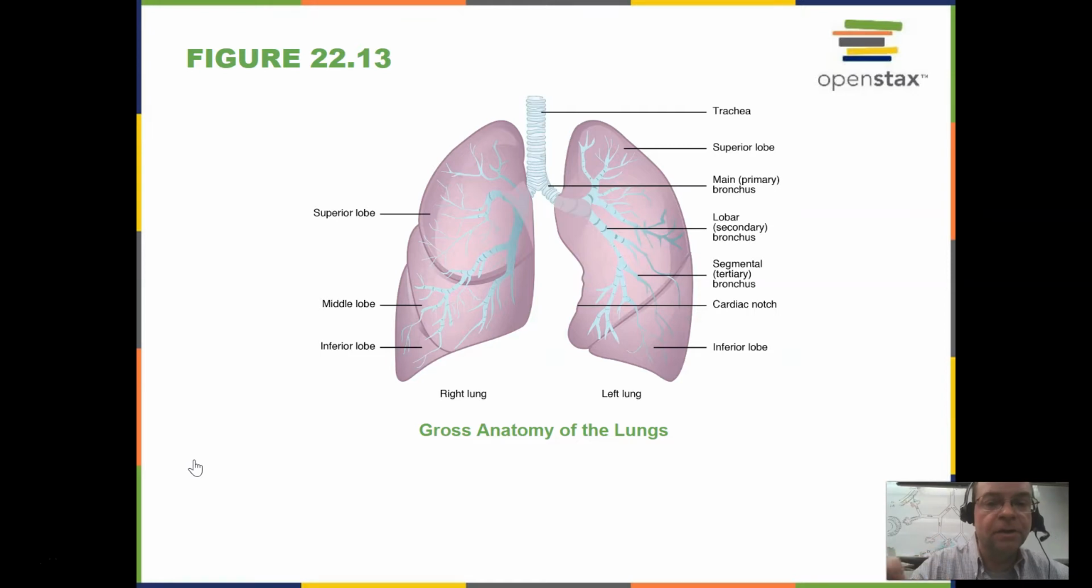The lungs are divided up into lobes. There are 3 lobes for the right lung and 2 for the left lung. There's a superior, a middle, and an inferior lobe for the right lung. For the left lung, there is a superior and inferior lobe. There is a spot here for the heart, and that's called the cardiac notch, and that's why there are only 2 lobes on this side and 3 on this side, because there's a spot cut out for the heart.